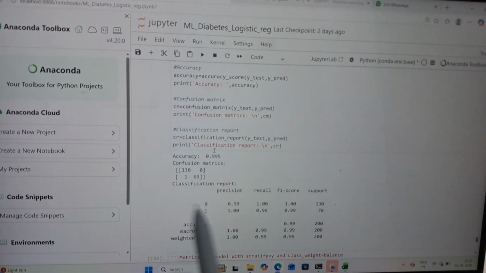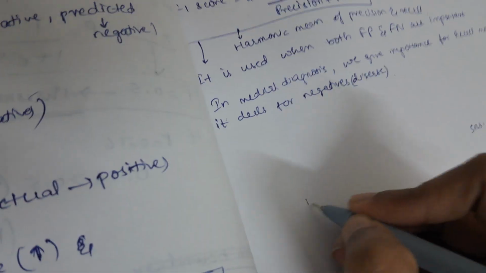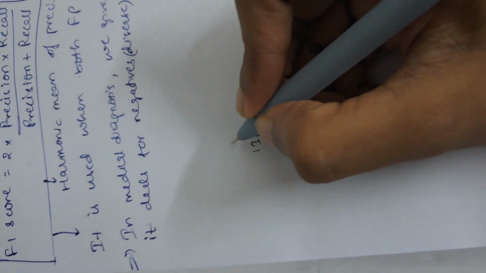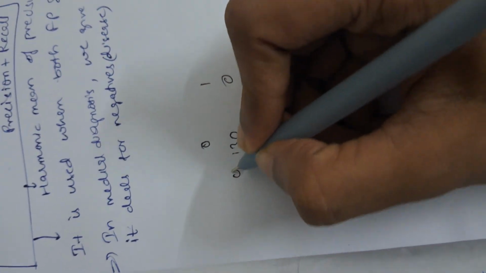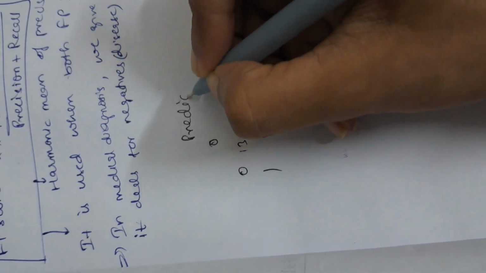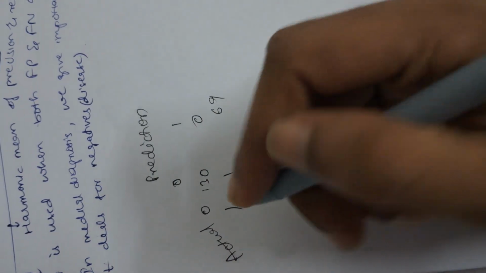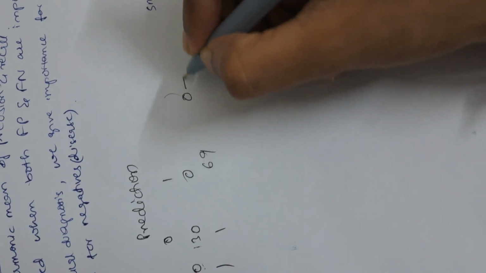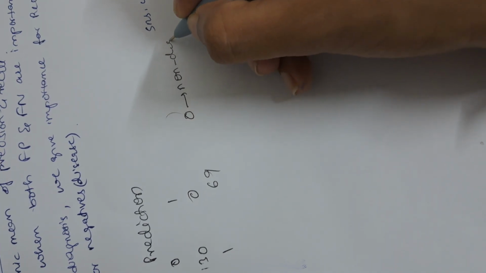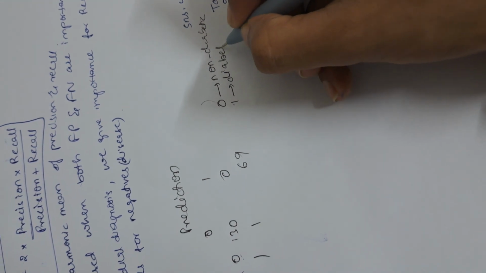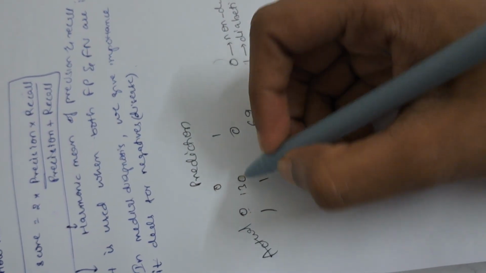It is 130, 0, 1, 69. It is very simple, but it sounds discombobulating. 130, 0, 1, 69. The axes are 0 and 1, prediction and actual. So this is the actual data. 0 means non-diabetic, and 1 means diabetic.